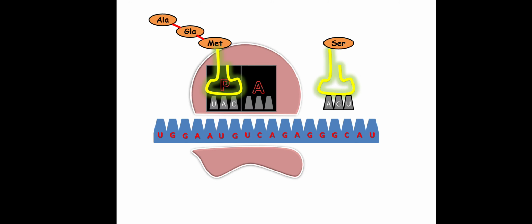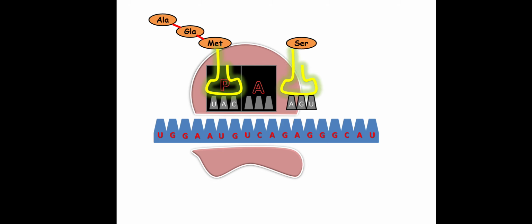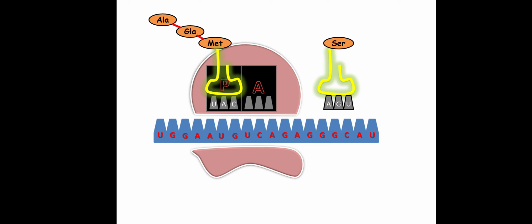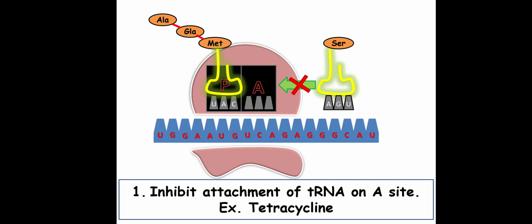Now, the very first way by which these antimicrobials can inhibit protein synthesis is, like, we know that tRNA will come and attach to the A site only. But if we can give a drug which will inhibit this attachment of tRNA on the A site, meaning if tRNA does not attach to the A site, then proteins cannot be synthesized. So this action is stopped by a drug, that is tetracycline. What tetracycline does is inhibit the attachment of tRNA on the A site.